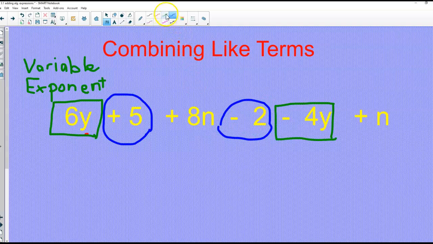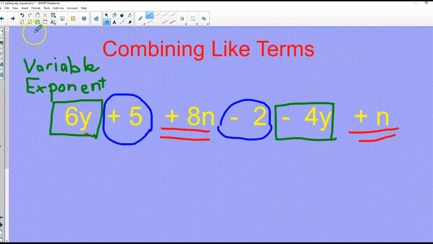Okay, and finally, I see an 8n, and the n does not have an exponent, and I see another n without an exponent. So these two would be like terms. Okay, so maybe I'll underline these both. Include the sign to the left. Okay, now that we've found these like terms, our next step is going to be to combine them. And sometimes that combining means adding, and sometimes it means subtracting. And that's what I'll show you here right now.